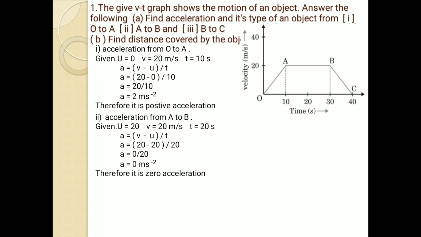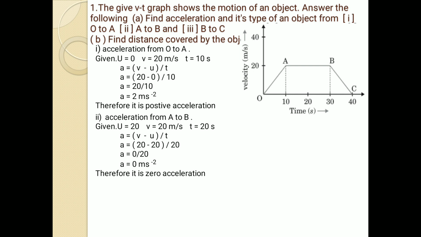See now, acceleration from A to B. So we have to collect data from the graph itself. Same, A to B velocity is constant. There is no change in velocity at all. So initial velocity is also 20 meter per second and final velocity is also 20 meter per second. And time, you see the time axis over there, A to B, 10 second to 30 second. So 30 minus 10 is 20 seconds. So 20 seconds is the time taken.